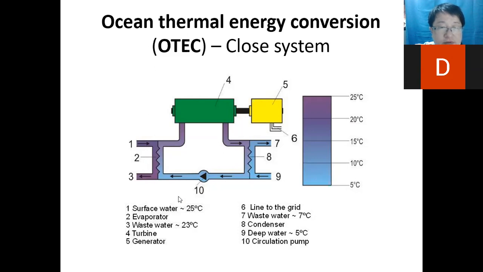This loop will form a current loop, and number 10 is the circulation pump, and number 4 is a turbine. So you can make use of this current flow to flow through a turbine and generate electricity in the generator. This is how we can make use of thermal energy differences, the temperature difference between the surface and the deep sea, to generate water current.